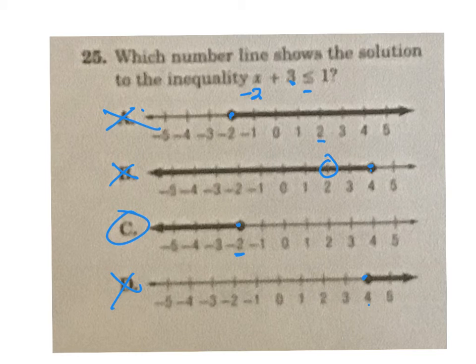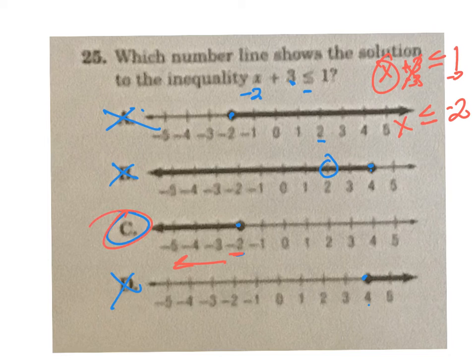Now, the way I could have figured this out also is x plus 3 is less than or equal to 1. I want to find what x is. I've got to subtract 3 from each side. Those cancel each other out. 1 minus 3 is negative 2. So x has to be negative 2 or less. And C is correct.